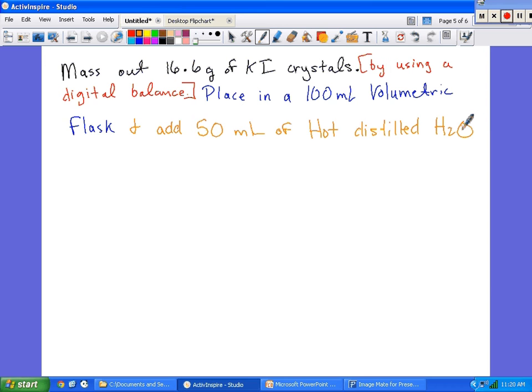Anyways, it's hot water because it makes it dissolve faster. Why is it distilled? It's pure. Like if I take tap water, is it just H2O? No, it's got a bunch of other stuff. We don't need all that. So it's 50 milliliters of hot distilled water.